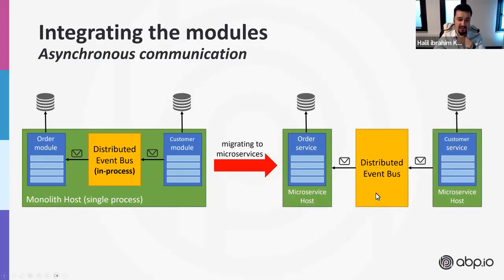When you migrate to microservices, the monolith host will be replaced with two microservice host applications. So in this way, we should definitely use a real distributed event bus. For a monolith application, we can use a local event bus, that means an in-process event bus actually, for better performance and also automatic database transaction if possible.